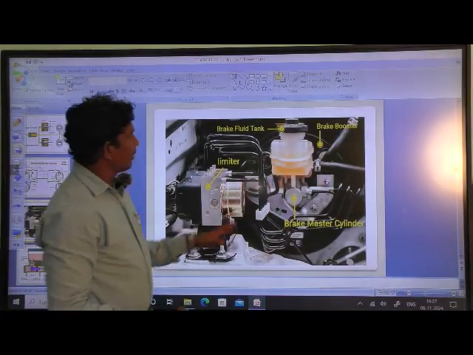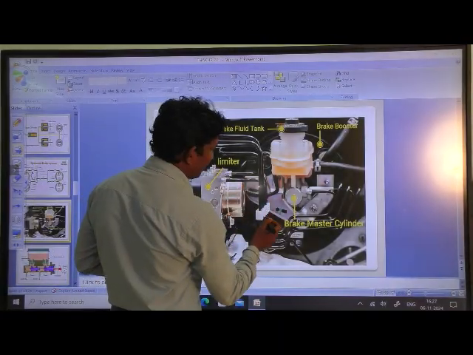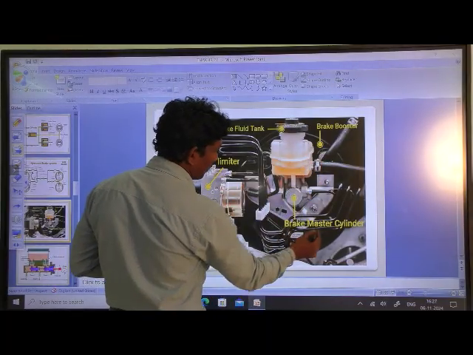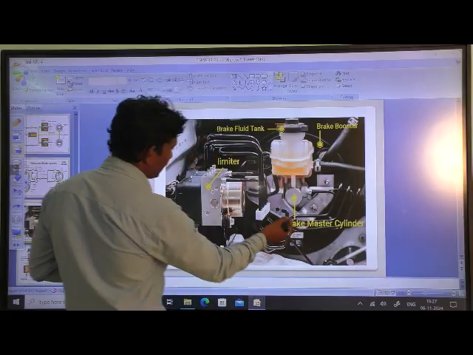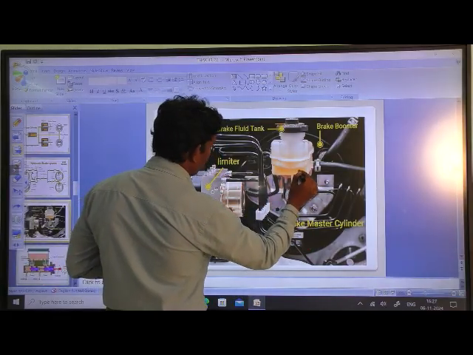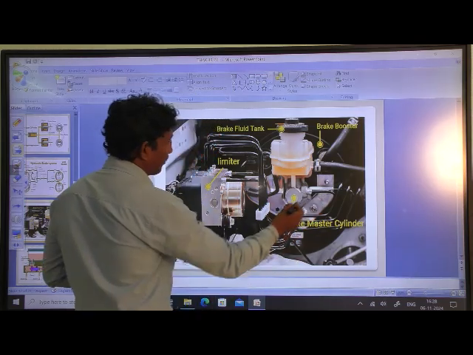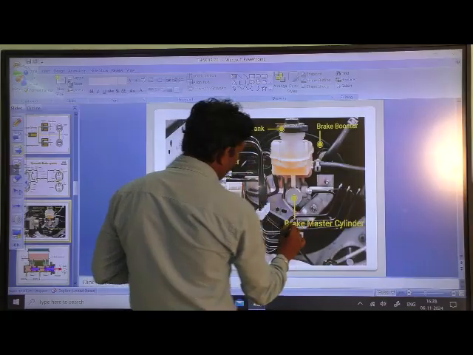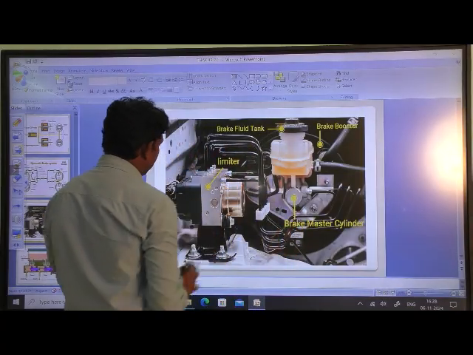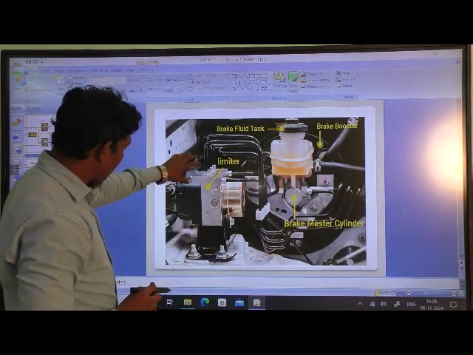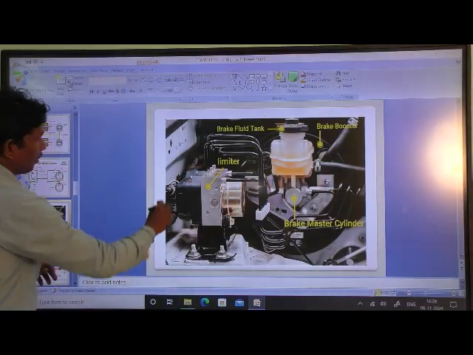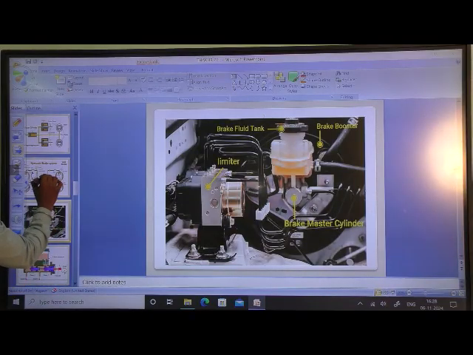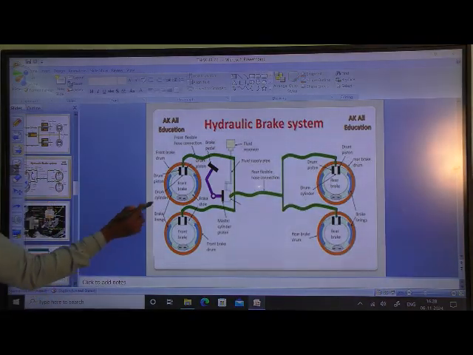This is a live view of the master cylinder, how it is working. There is a brake booster and brake master cylinder. Whenever force is applied to the master cylinder, at that time the pressurized fluid comes to the wheel cylinder and to the brake drum. So this is the line diagram also, you may see.